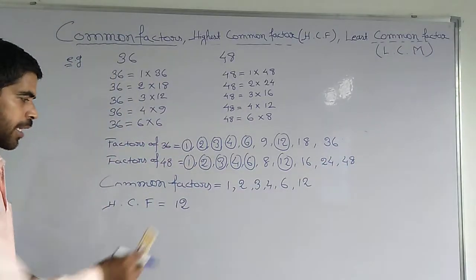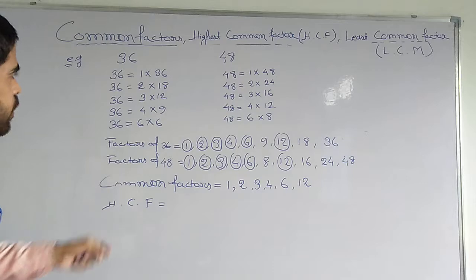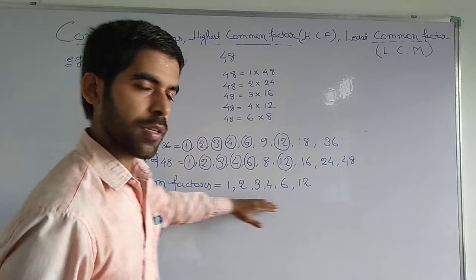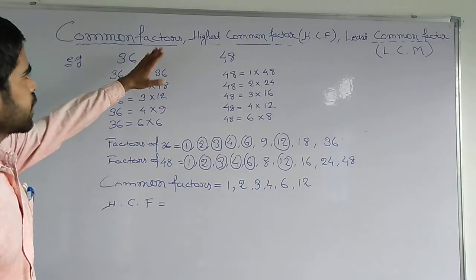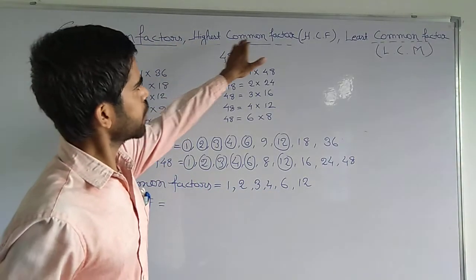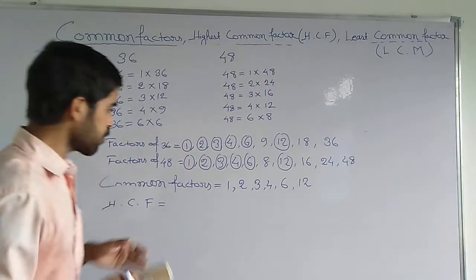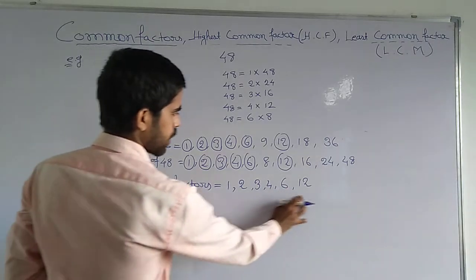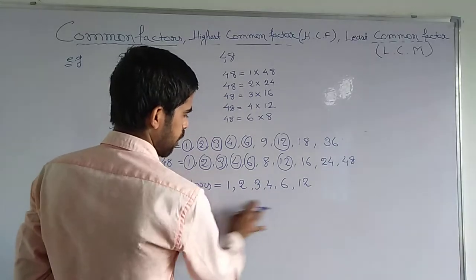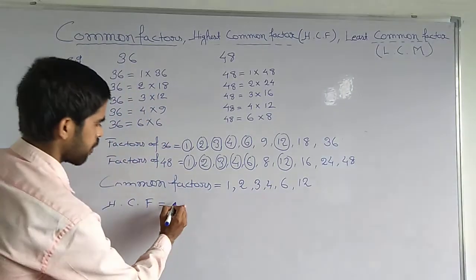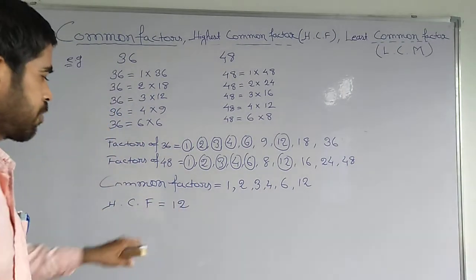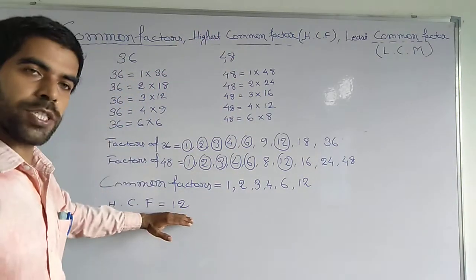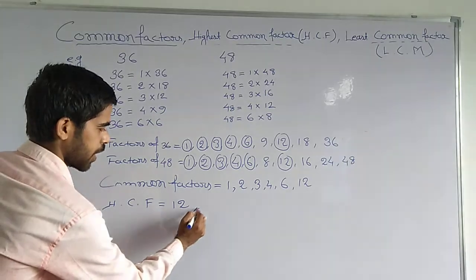If in your question you have to find the common factors, you just do this much. And if the question asks for the highest common factor, that means HCF, then you have to go up to this much. Among these numbers, which is the highest? 12. So this 12 is the HCF. If your question says find the HCF, then up to this much you have to do. I think you understood.